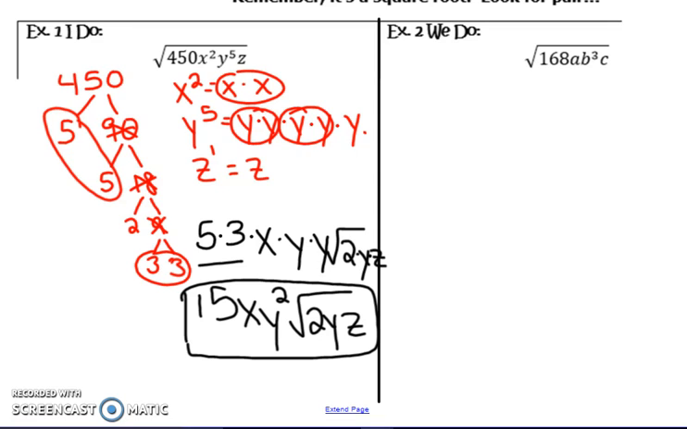With the variables, you can still have variables underneath your radical symbol. Just make sure when you write them out, you're making pairs. We're not going to do cube roots with radicals, so it's always going to be pairs.